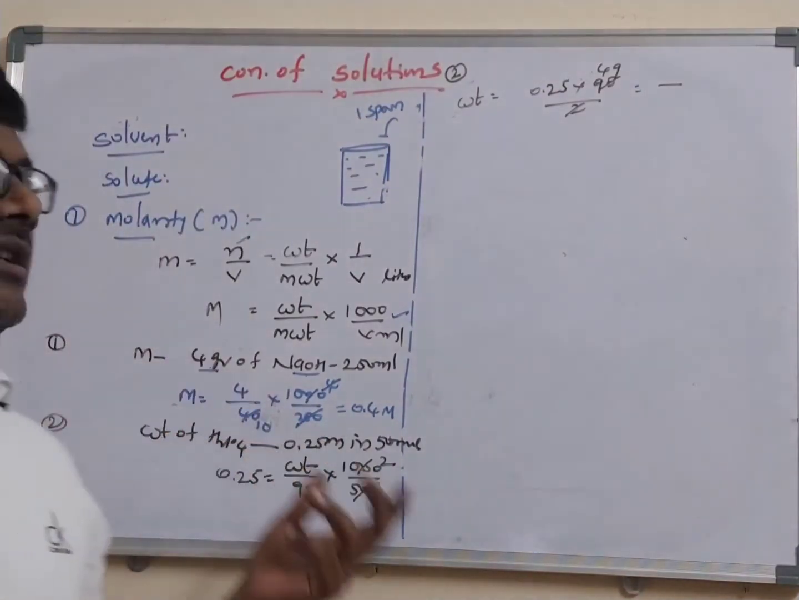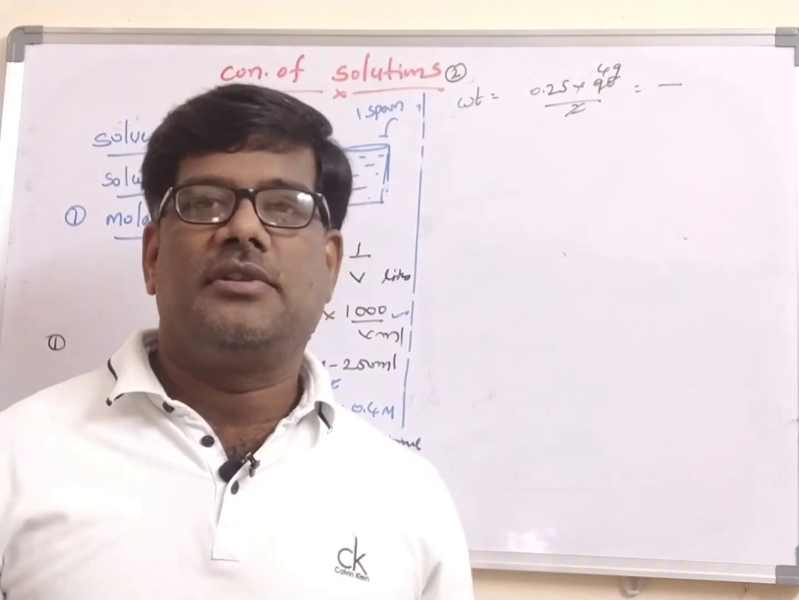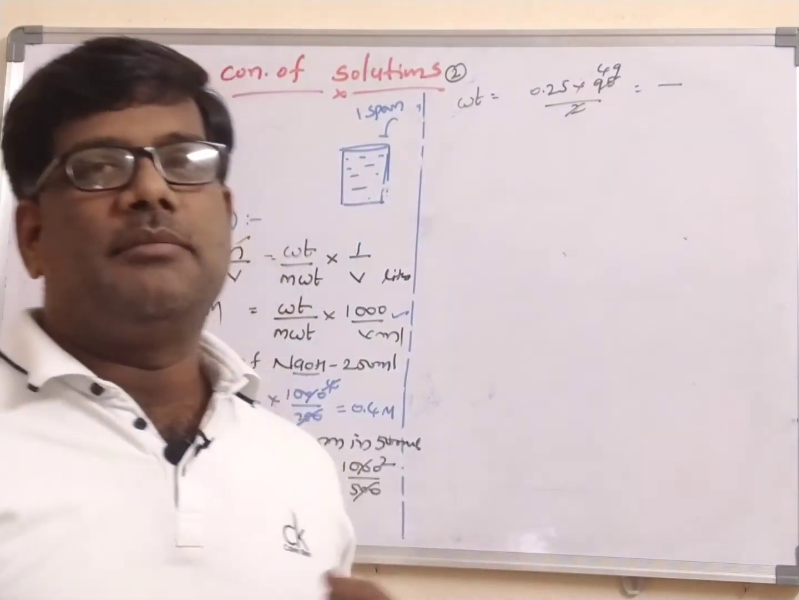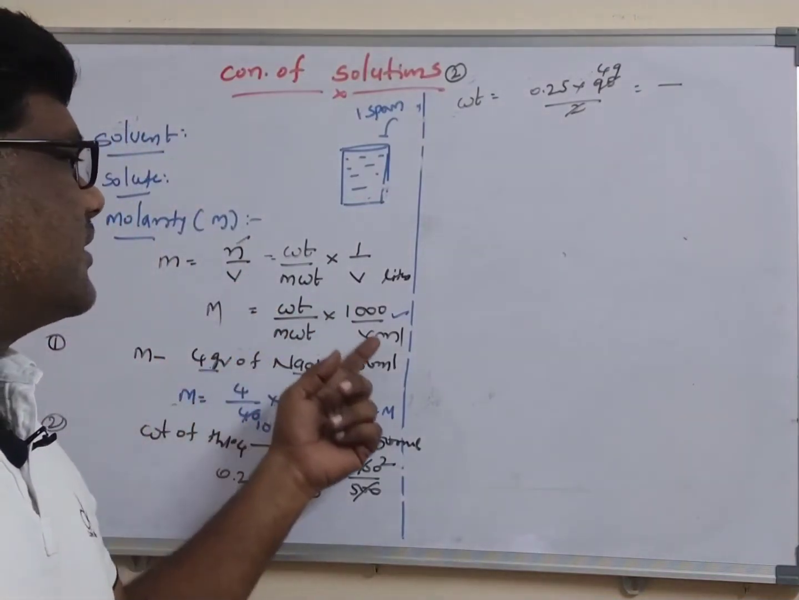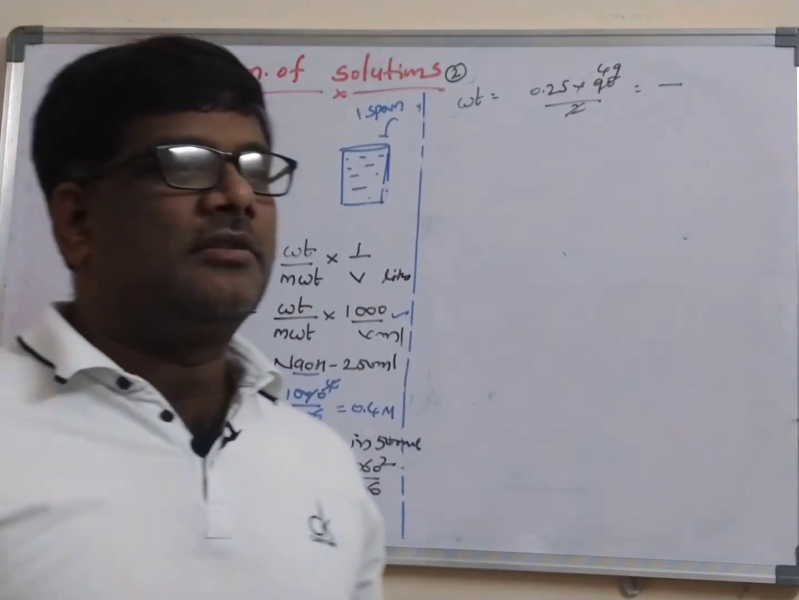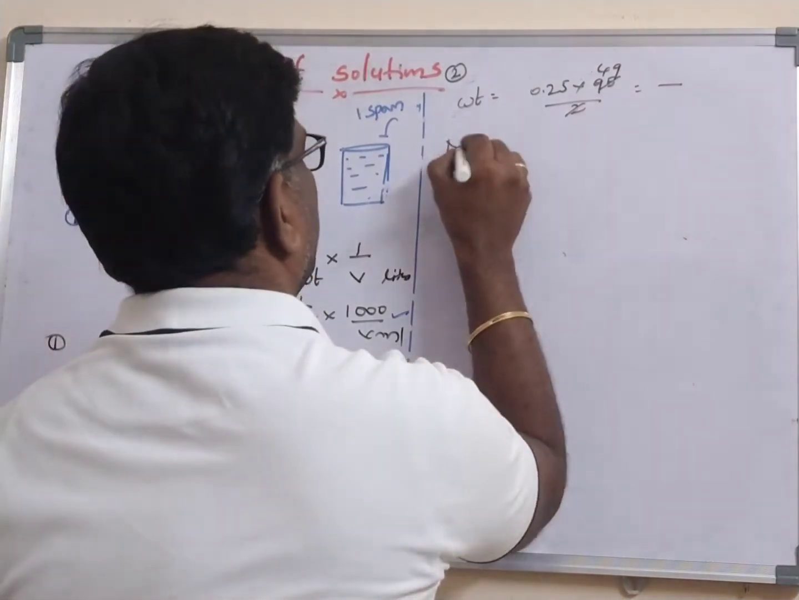So based on the molarity, you will get only two problems. What is the molarity? The number of moles of solute present in 1 liter of solution is called the molarity. Molarity can be calculated by using weight by molecular weight into 1000 by V ml, and weight by molecular weight into 1 by V in liters. Now the second one is the normality.